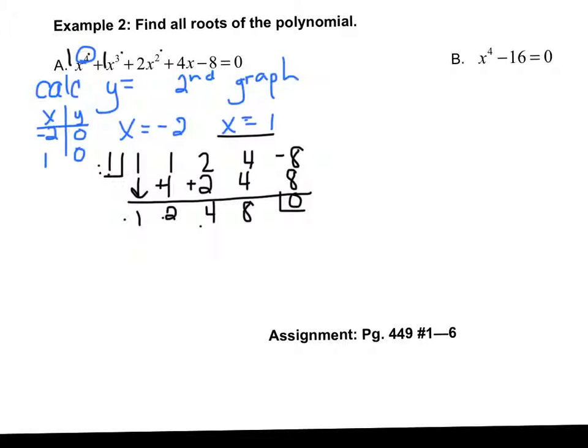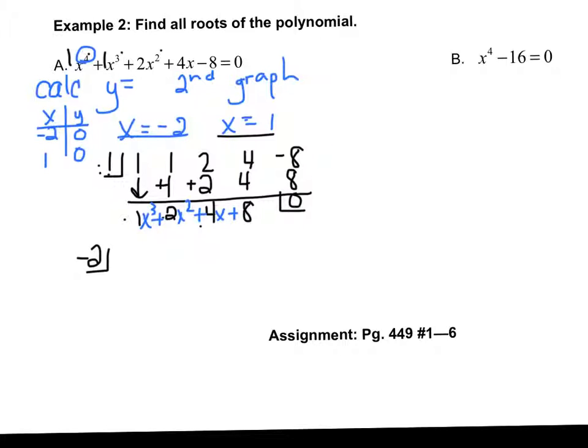So that would be the next polynomial. Instead of x to the 4th, it'd be 1x to the 3rd, 2x squared, plus 4x plus 8. We could at this point try to factor that, but since we know another 0, we're going to do synthetic substitution again with the other 0.